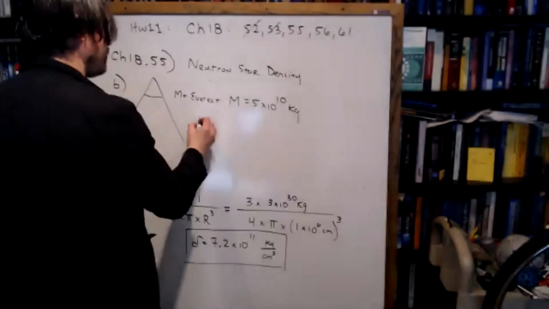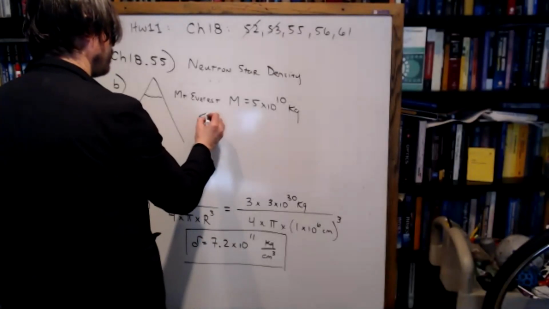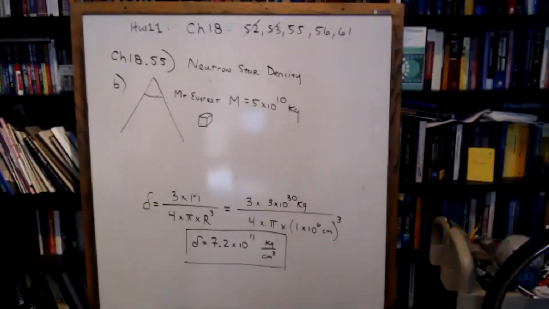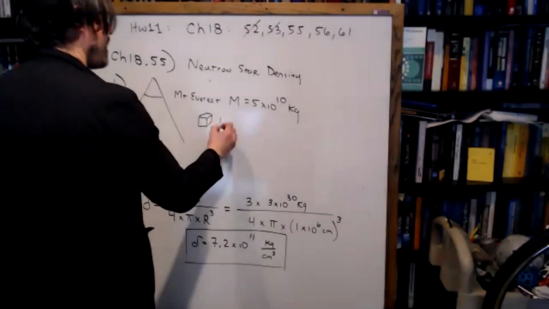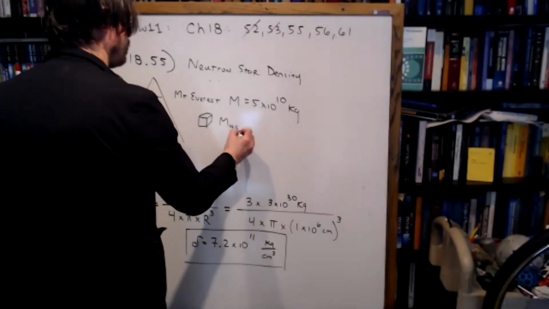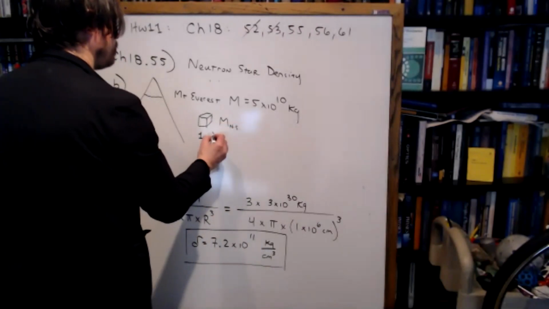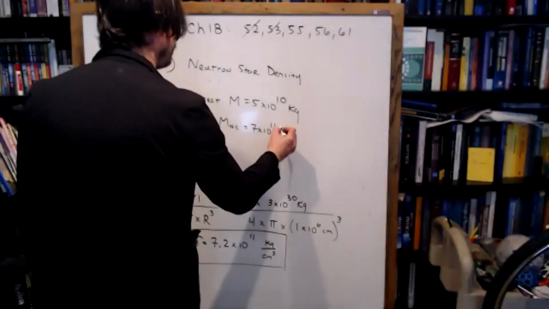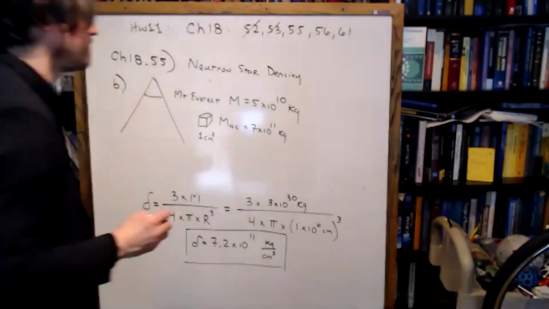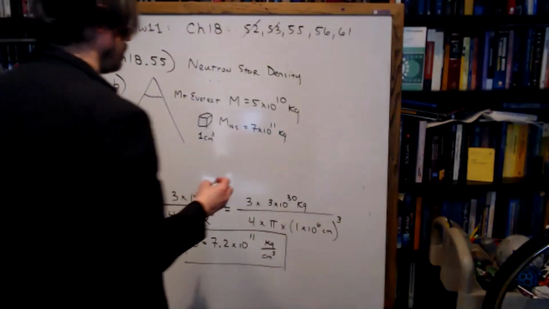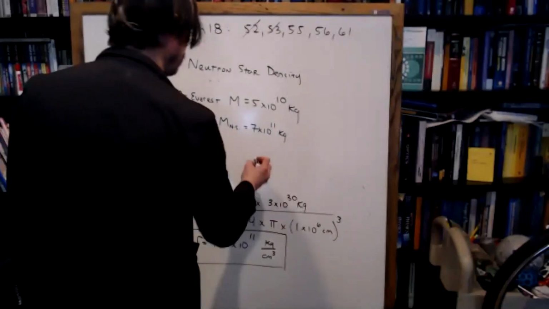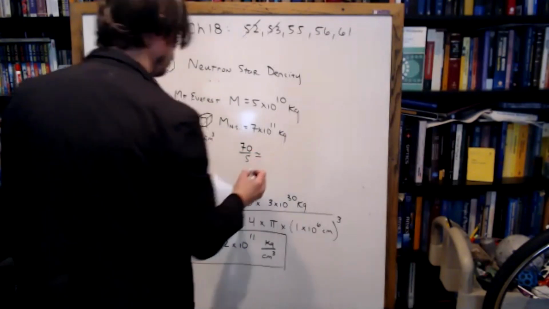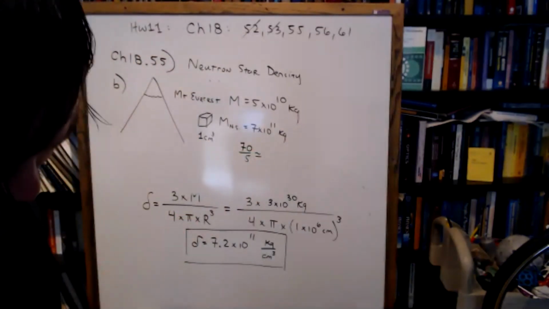So here we have 1 cubic centimeter, which is about the dimensions of a chicken bouillon cube or a dice, right? And the mass of 1 centimeter cubed is what Mike said before, 7 times 10 to the 11 kilograms. If my math is correct, isn't that 1 cubic centimeter of neutron star 20 times denser than Mount Everest?